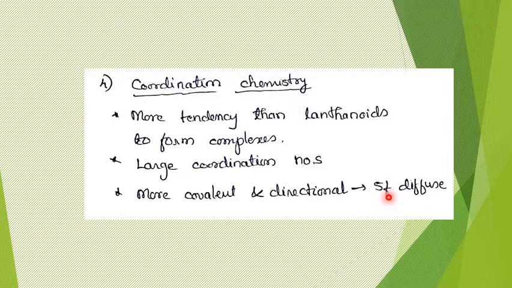So 4f orbitals are not much diffused. Here 5f orbitals are much diffused when compared to 4f. Because of this, you can expect 5f orbitals to participate easily in covalent bonding, and because of these covalent bonds, they are directional, and they are much more covalent as compared to 4f bonding.